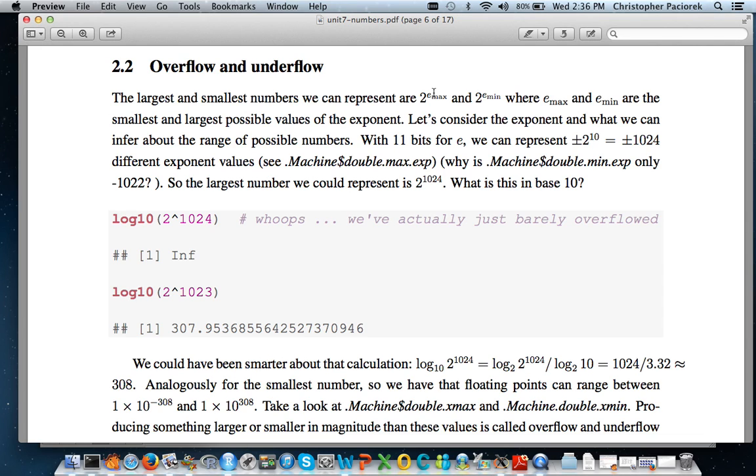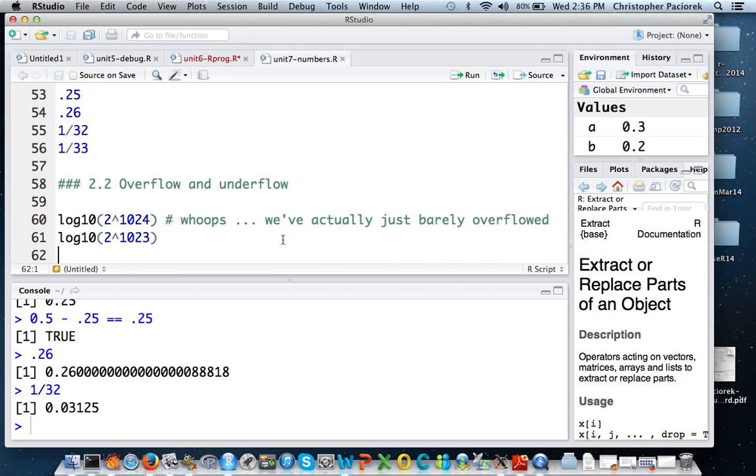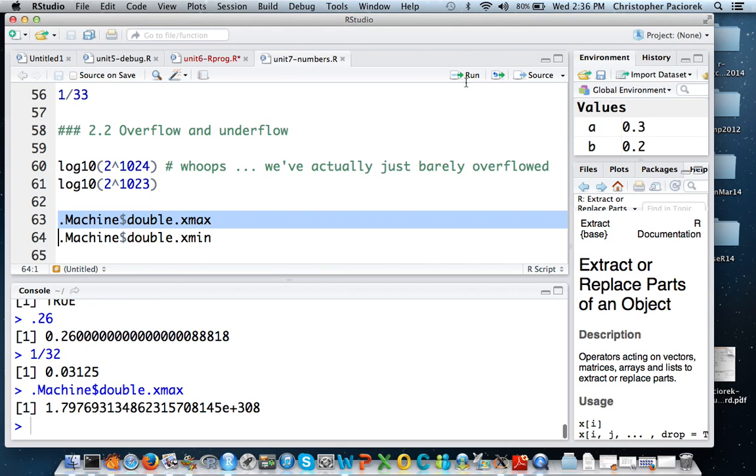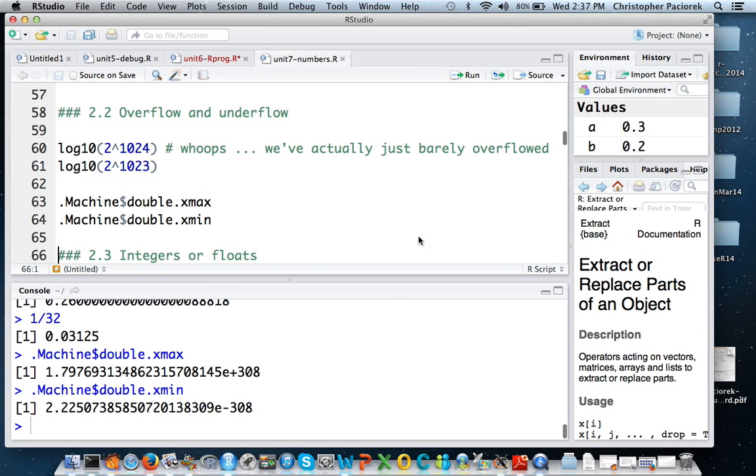Okay. And if we look at machine double max exp, what we would see is that this is basically the largest number we can represent in R, or for that matter in C. It's the largest number we can represent as a double precision floating point. And this is in base 10. If we tried to raise 2 to the 1024, we would see it's basically the same number. And if we took 2 and raised it to the minus 1022, it would give us basically this number, which is 2 times 10 to the minus 308.